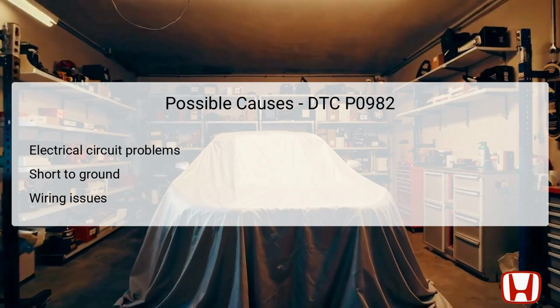Diagnosing DTC P0982 involves identifying possible causes, which predominantly revolve around electrical problems. The most prominent cause is an electrical circuit issue, which may stem from poor connections, damaged wiring, or a short-to-ground condition. A short-to-ground means that the electrical path designed for the shift solenoid is unintentionally connecting to the vehicle's frame, creating a low-resistance path that can disrupt proper function.